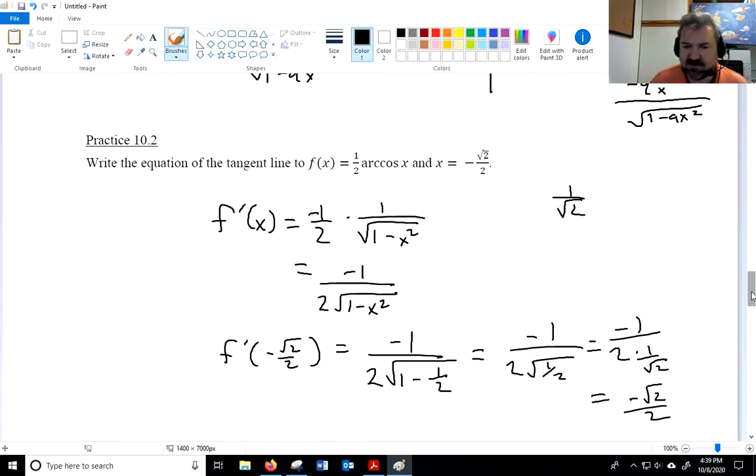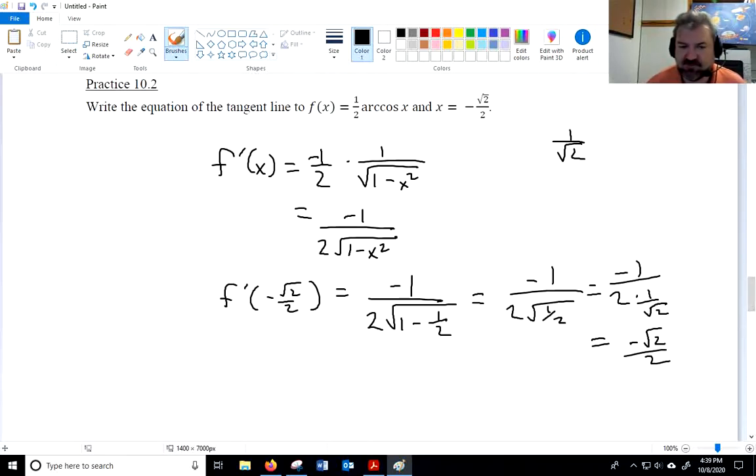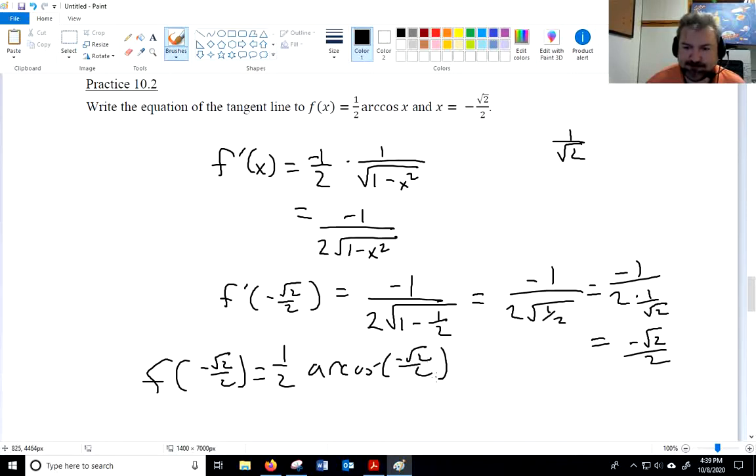All right, so now I need to find the y-coordinate. Well, the y-coordinate is f of negative square root of 2 over 2, which is 1/2 arccosine of negative square root of 2 over 2. That's 1/2 of 3 pi over 4, which is 3 pi over 8.